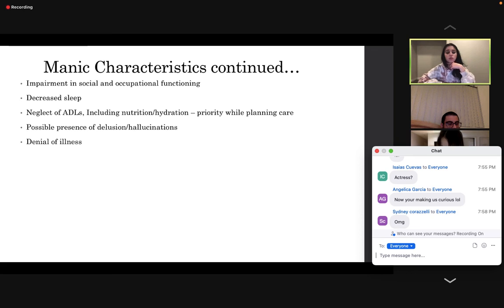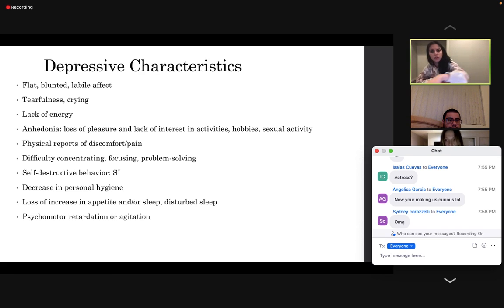Possible presence of delusions and hallucinations. Think about it. If your patient isn't sleeping for weeks, what do you think? They're going to reach that delirious stage, right? They're going to start to hallucinate because they can't sleep. They're not fighting sleep, they can't sleep. And denial of illness. This is a very popular one. Nothing's wrong with them. I'm okay. I don't know why I'm here. I don't know why the cops brought me in. Denial of illness. This is a manic symptom. Right? Interesting stuff, right, guys? We good? So far, so good?